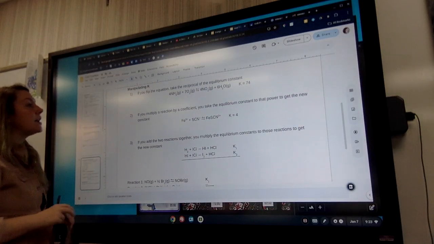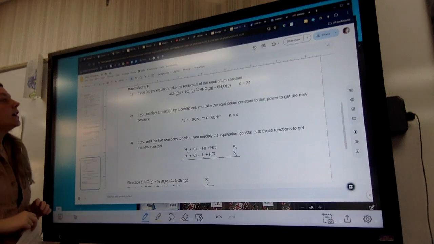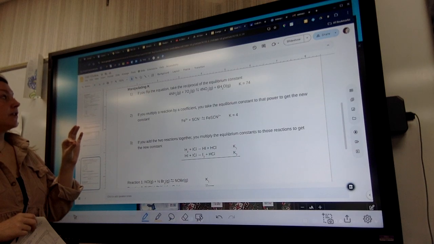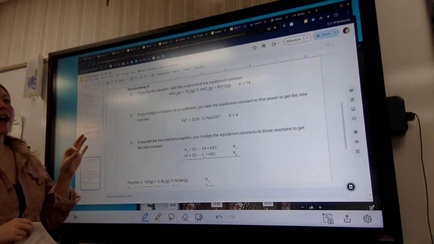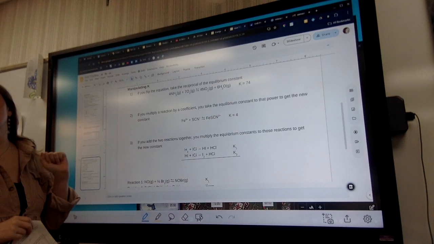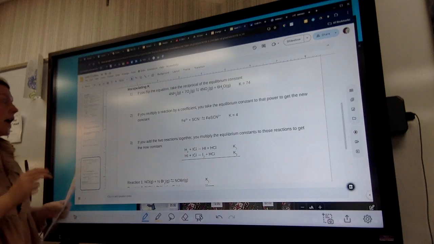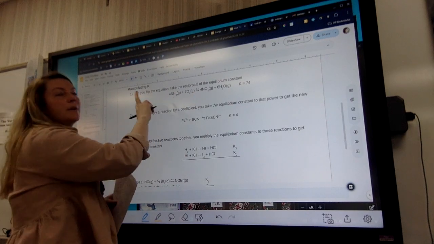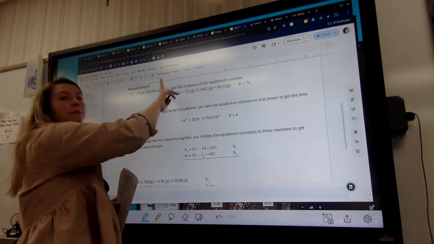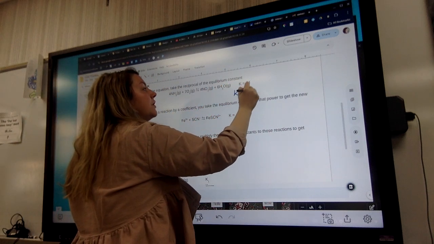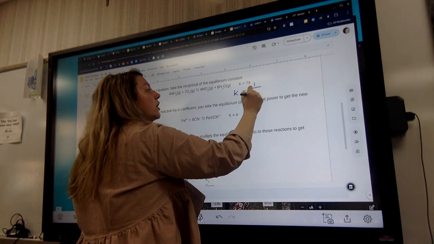Okay, so manipulating K. If we flip the equation like we did before when we were looking at enthalpy, instead of changing the sign, we take the reciprocal of the equilibrium constant. What does reciprocal mean? 1 over. Yeah, 1 over. So for this one, if we flip it, I'm not going to rewrite it, but we would flip the products and the reactants, correct? So our K value will then become 1 over 75.